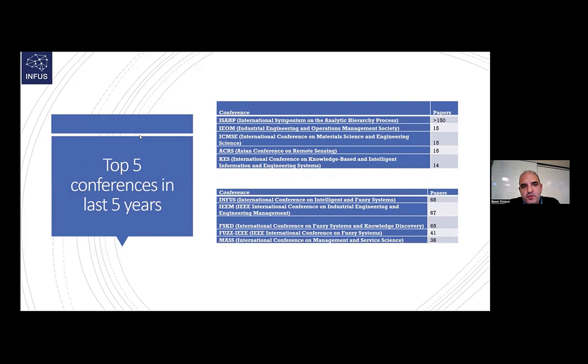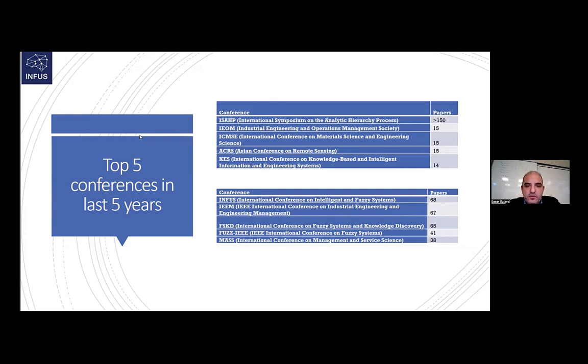methods. In the first table, you can see conferences publishing crisp AHP, or classical AHP. ISAHP is the leading organization here, and an interesting result is that the second one is an industrial engineering conference, the third one is a material science conference, the fourth one is a remote sensing conference, etc. So we can say that this conference is focusing on AHP, but most AHP-publishing conferences are from very different areas.